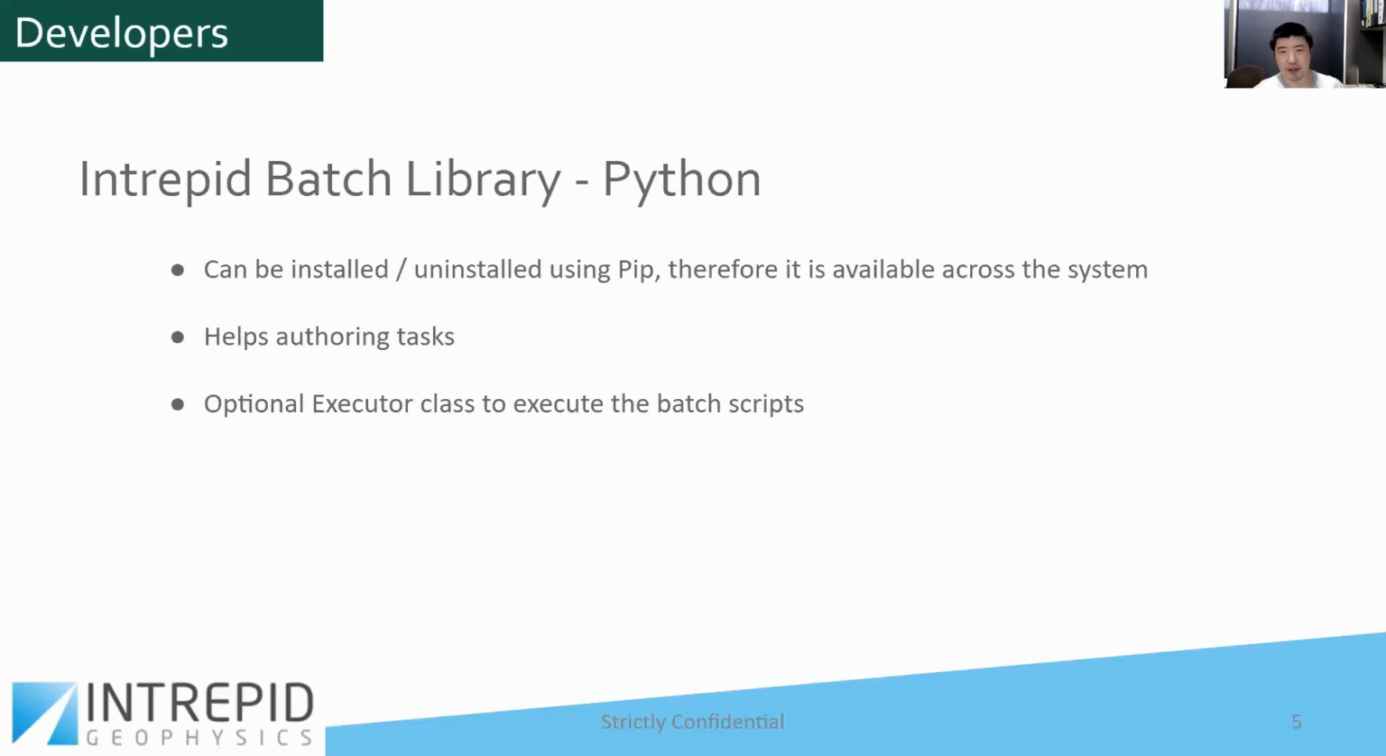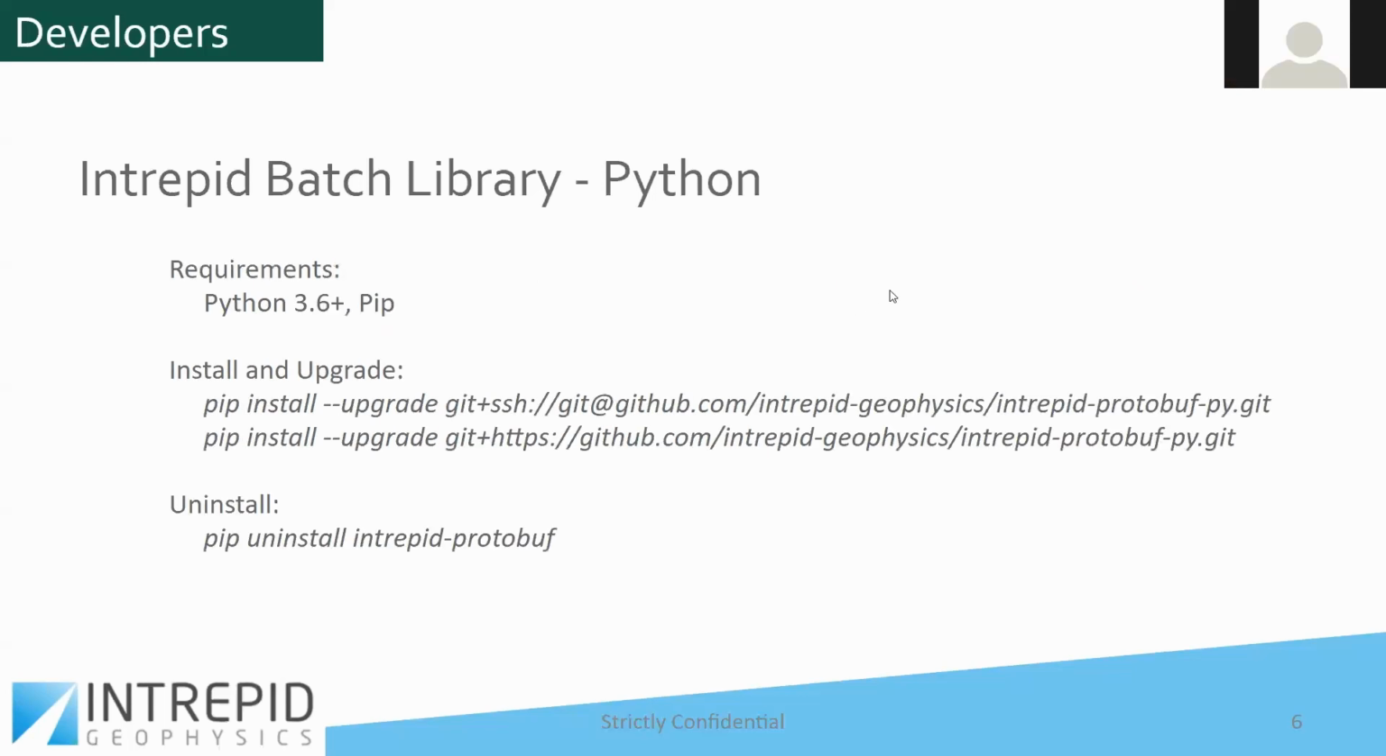This is something that traditional text formats, binary formats or even JSON text editors can't provide. In this library, we also provide an optional executor class. This is a very simple class. From your Python script, you can simply call the execute method on this executor, and it will set up all the environment of Intrepid and then execute the task files. Let's move on to next.